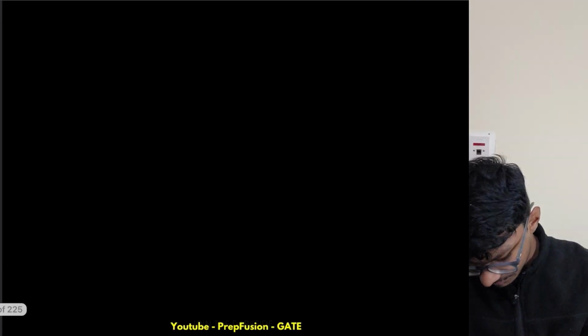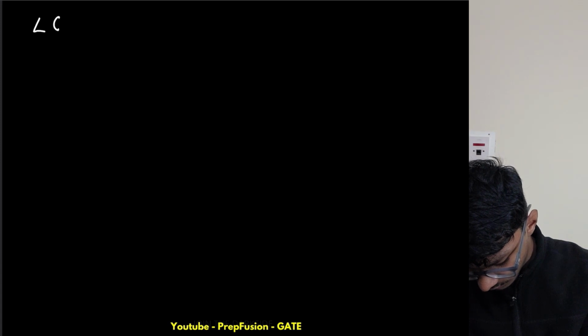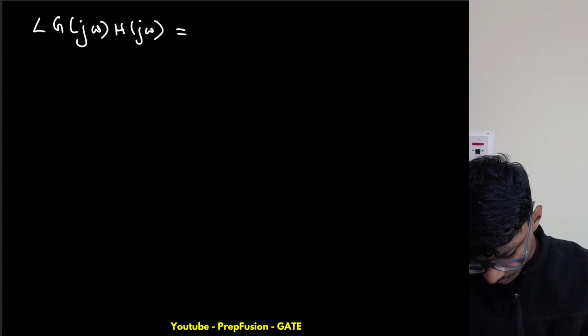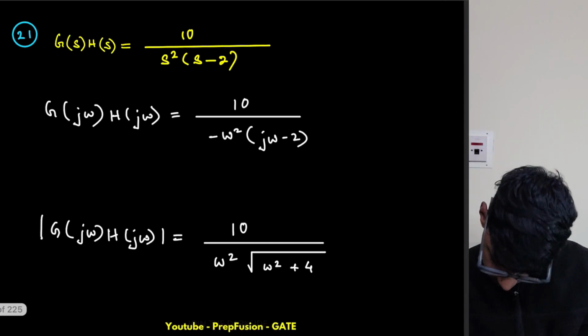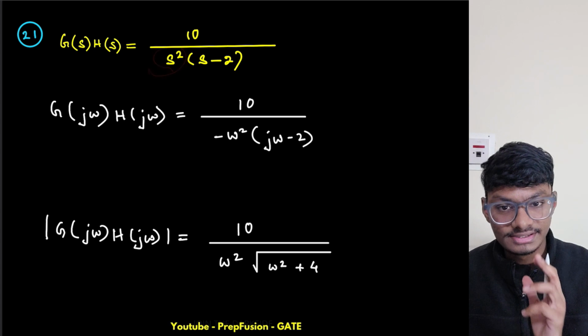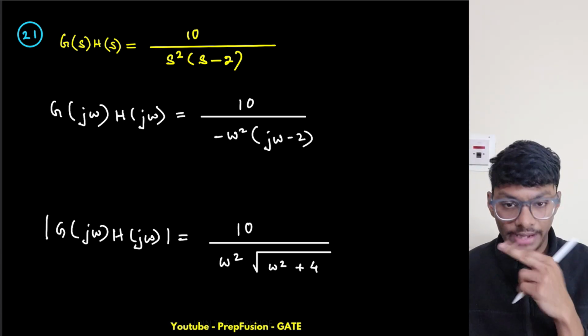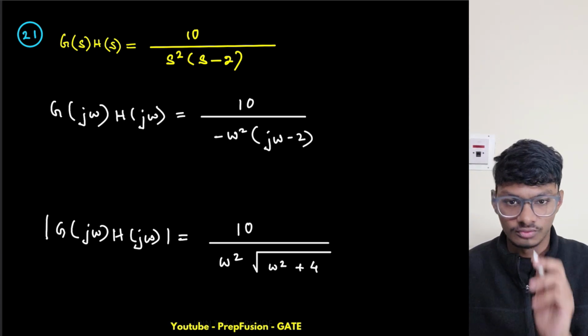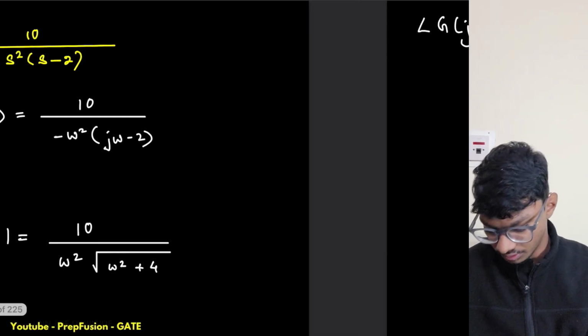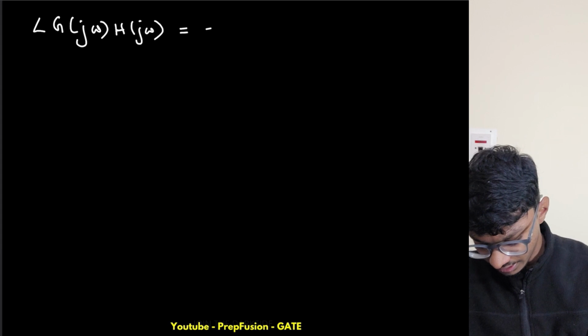So for phase, angle of G(j omega) H(j omega) equals to, so for phase, this is two poles at the origin, type 2, hence it will provide a minus 180 degree angle, that we already know, right? Or from here you can understand, from here also you can understand. So this will provide a minus 180 degree angle.